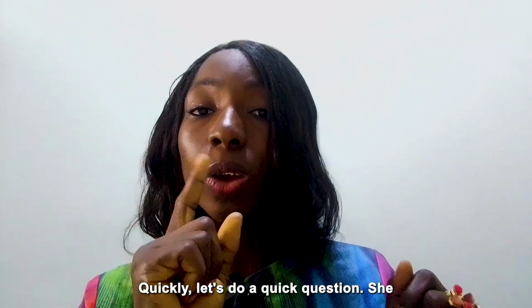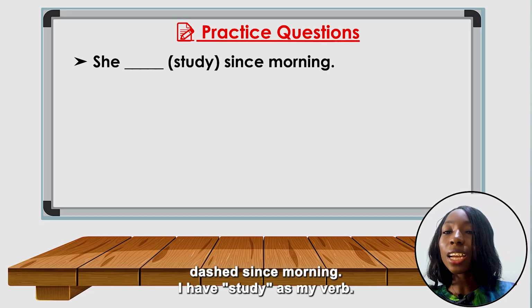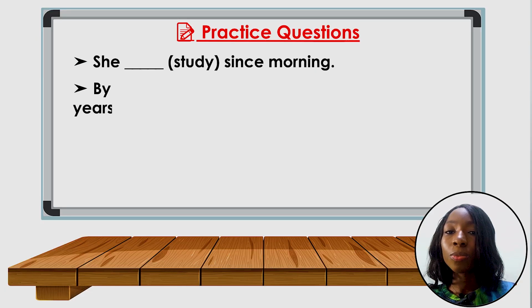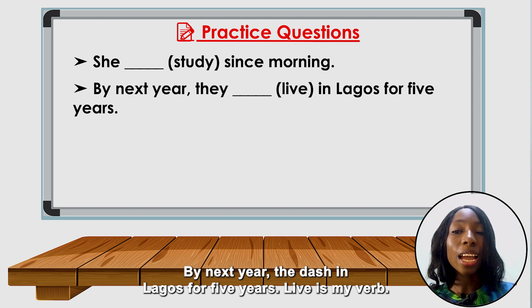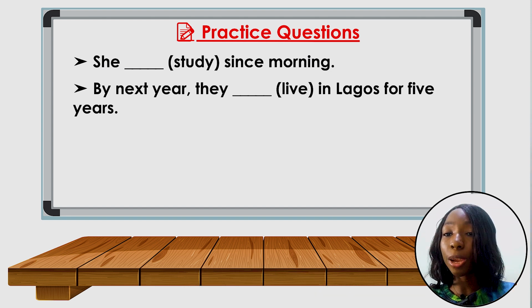Quickly, let's do a quick question. She dash since morning. Study is my verb. By next year, they dash in Lagos for 5 years. Live is my verb.